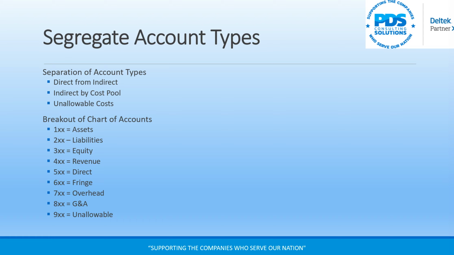The 5, 6, 7, 8, and 9 basically are all of your costs that are being segregated between your direct cost and your indirects. As you see, 6 are fringes, 7s are overheads, 8s are G&As, and the 9 series is unallowable. This is basically the standard format that we're looking at with incurred cost submission.